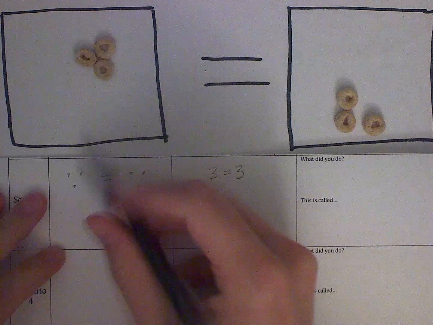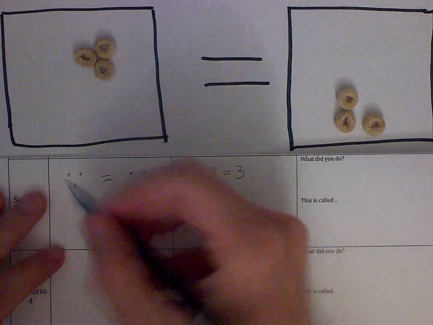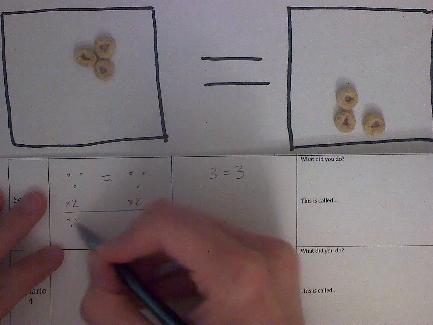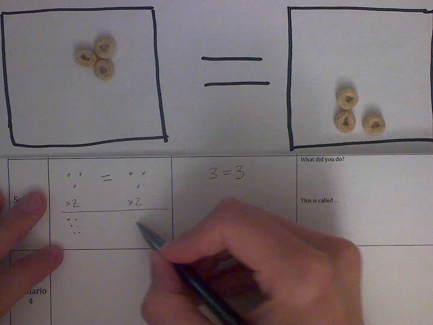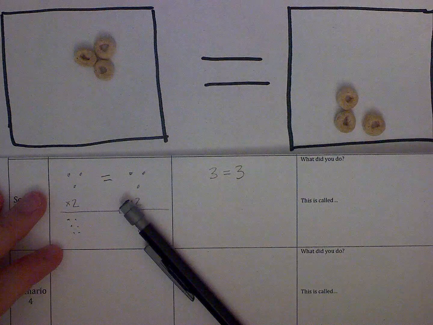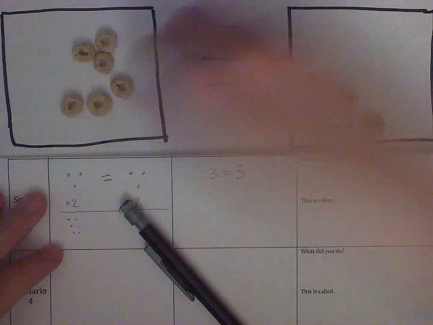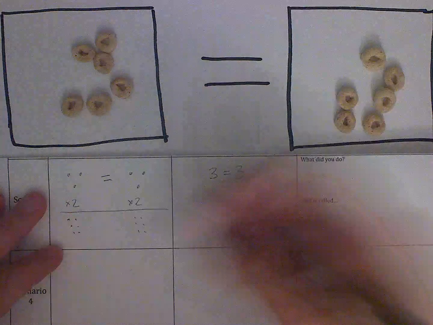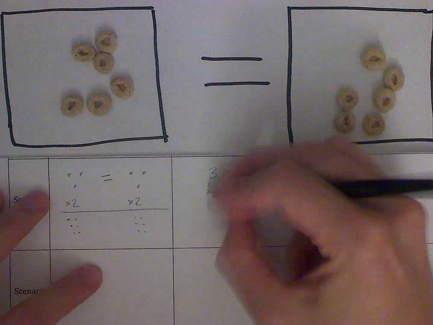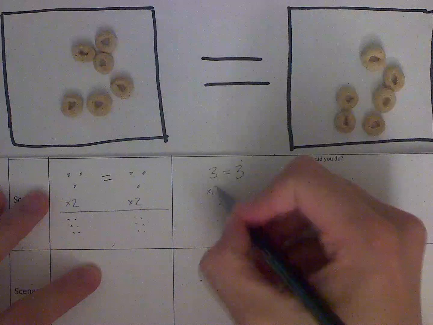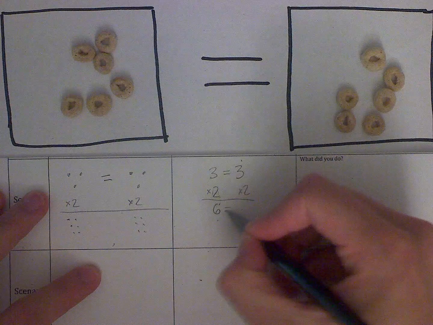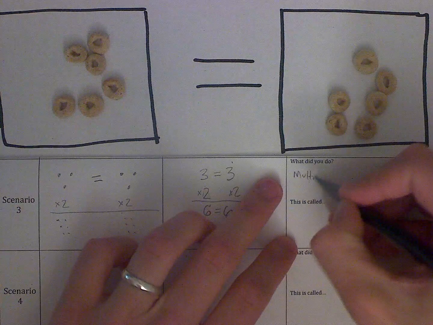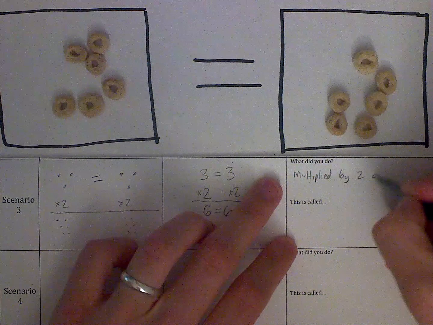This time what I'm going to do is take what I already have, which is 3 Cheerios, and I'm going to double it. I'm going to multiply it by 2, right? And what I'm going to end up with is the original 3 Cheerios plus another 3 Cheerios. So that's going to be a total of 6 over here. Right, here's my other 3 over here. It's a total of 6. So I end up with 6 equals 6. I'm multiplying by 2, and I end up with 6 equals 6, right? Still an equation. So what did I do? I multiplied by 2 on both sides.